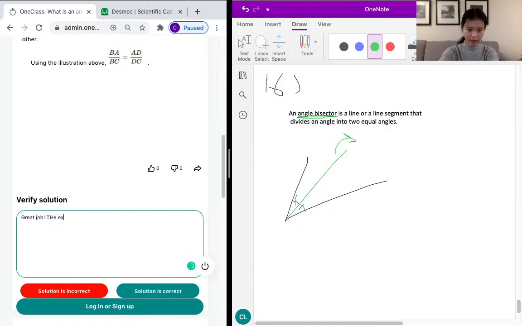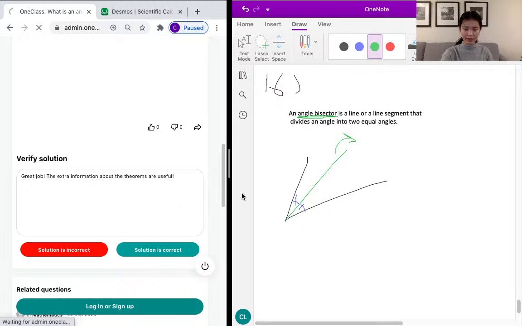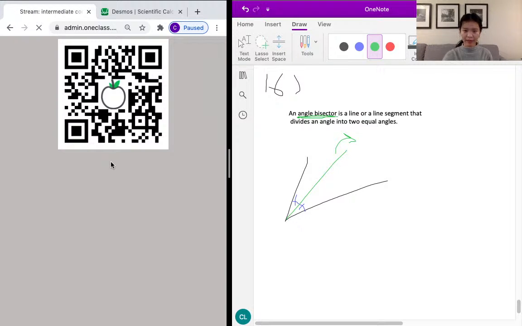The extra information about the theorems can be really useful. So if you want, you can look those up later on our OneClass site. But the information here is very useful. Okay, let's just say the solution is correct. And let's move on to our next problem.